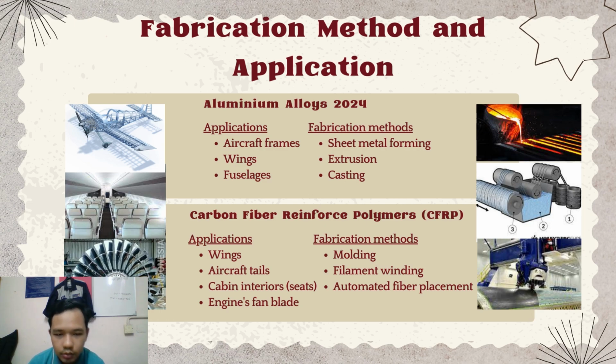Next, carbon fiber reinforced polymers, also known as CFRP. The applications of this material are wings for the aircraft and also the tails. Besides, it can also be applied to cabin interiors such as seats, and can be used for engine fabrics. The fabrication methods consist of molding techniques, filament winding, and automated fiber placement, which is very recommended.